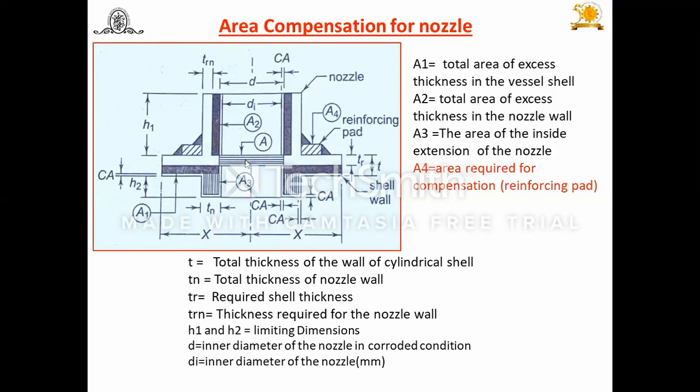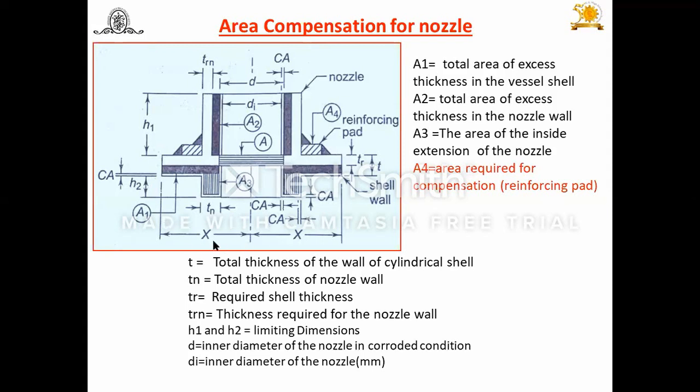But how do we compensate this area? This area A is compensated in this case by adding the reinforcement material, that is A1, A2, A3 and A4. But how to add it and how to decide it, we will discuss here. While adding it, we also have to decide H1 and H2. What are H1 and H2? Limiting dimensions of this nozzle. This is the nozzle's limiting dimension: how much of the nozzle should project inside the pressure vessel. That's why the limiting dimensions vertically are H1 and H2.